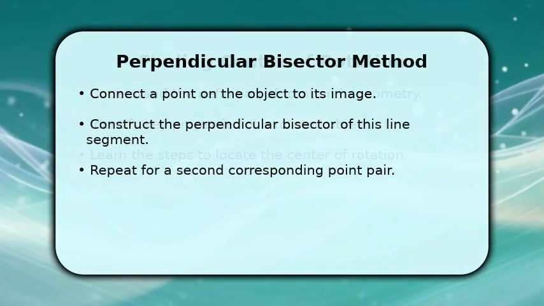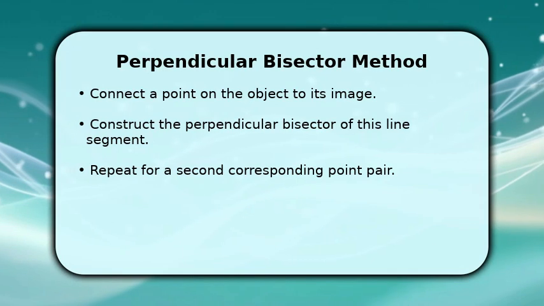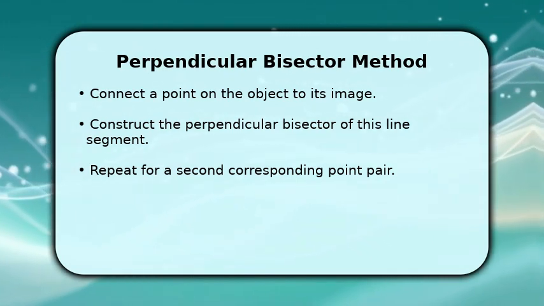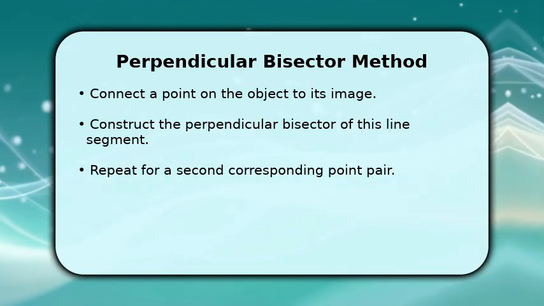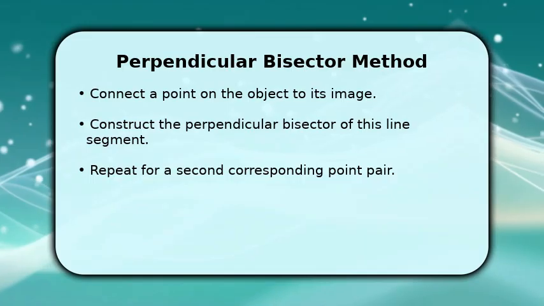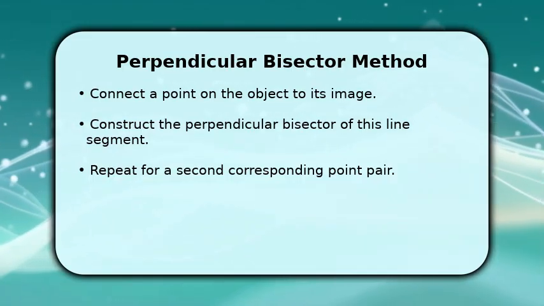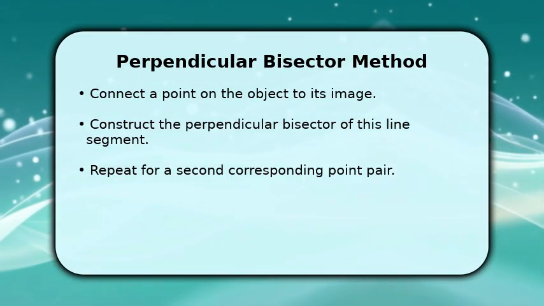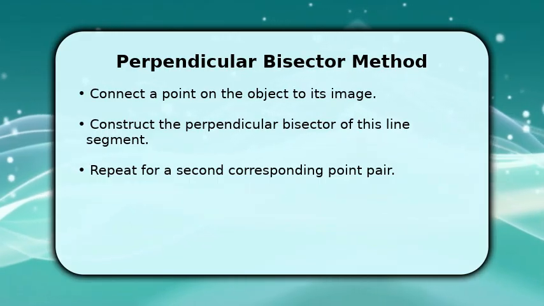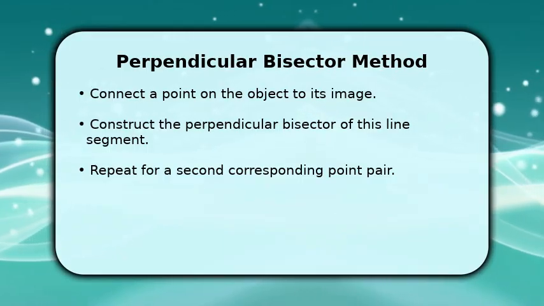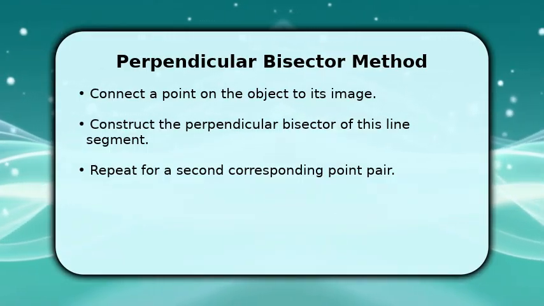To begin, select any point on your original object and its corresponding image point after rotation. Draw a straight line segment connecting these 2 points. Next, you will construct the perpendicular bisector of this line segment. Remember, a perpendicular bisector cuts the segment exactly in half and forms a 90-degree angle with it. This first bisector holds a key clue to our center.